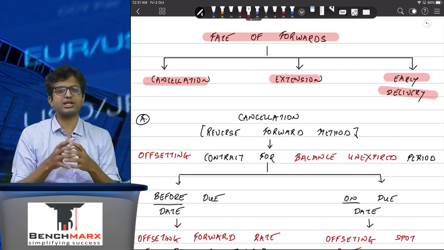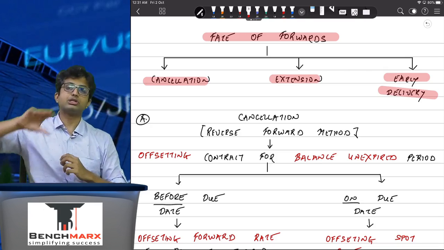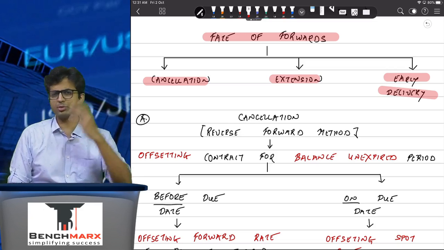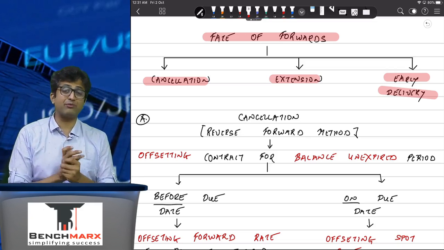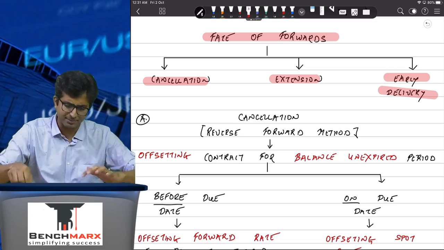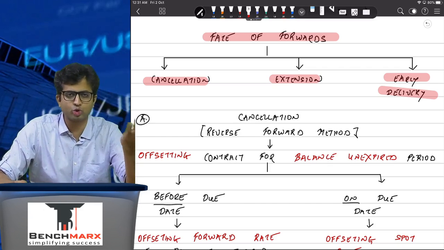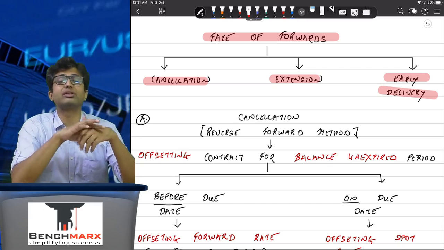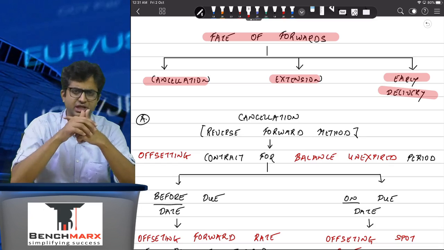Remember, forward contracts are over the counter contracts, which means it is a one-to-one contract with the bank. It is not dealt on the stock exchange. So you can't just go and buy and sell on the stock exchange, call up your broker. No, that does not happen. And hence, if you have to cancel a forward contract, for example, you are an importer and you want to cancel the forward contract, so either you go to the bank and beg for a cancellation, or you enter into what is called a reverse forward. What do you mean by a reverse forward? It means you enter into an offsetting position.